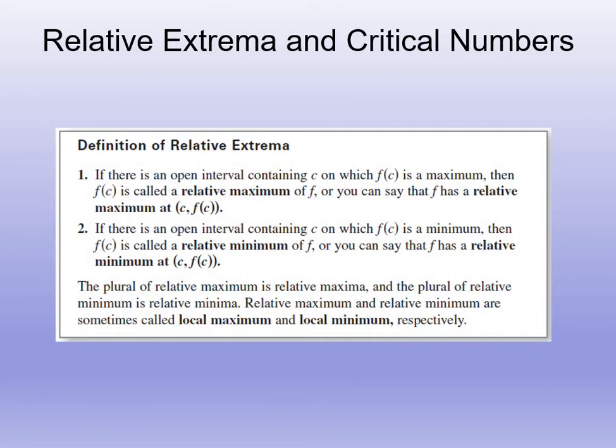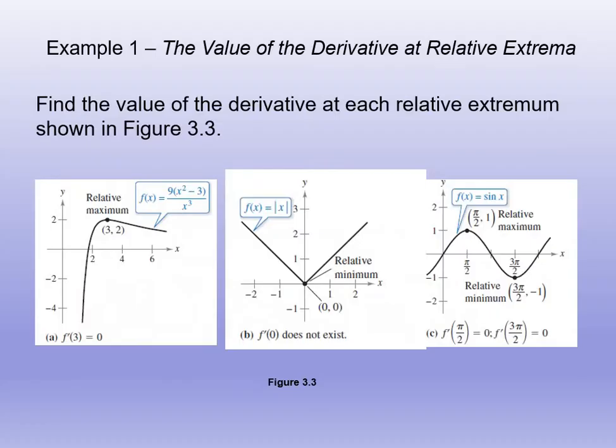Just for clarification, the plural of maximum is maxima, and the plural of minimum is minima. We might have multiple minimums or things like that. Relative maximum and relative minimum are sometimes called local max and local min. Those terms, relative max, relative min, or local max, local min, mean the same thing when we're solving our problems here.